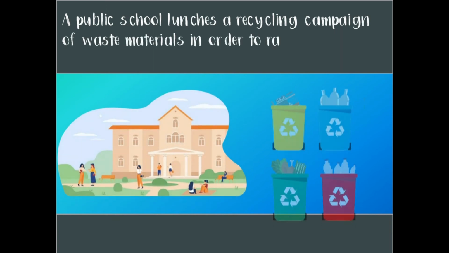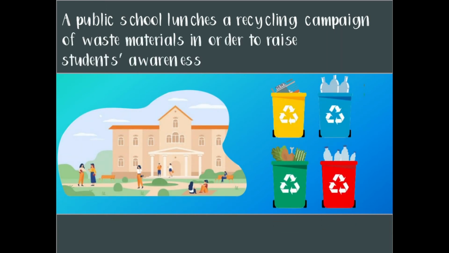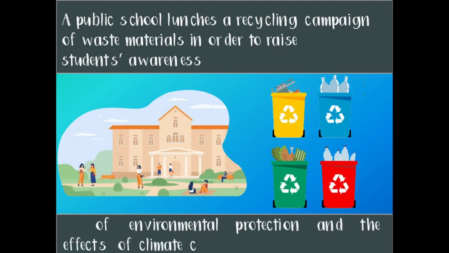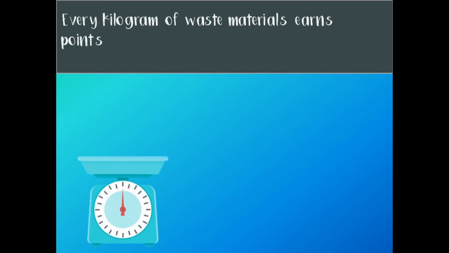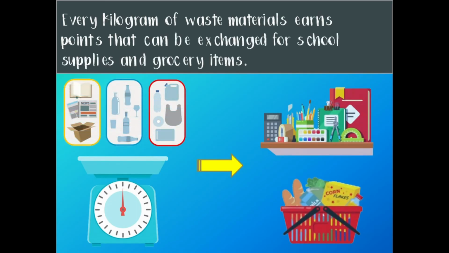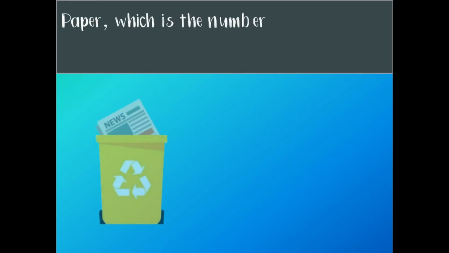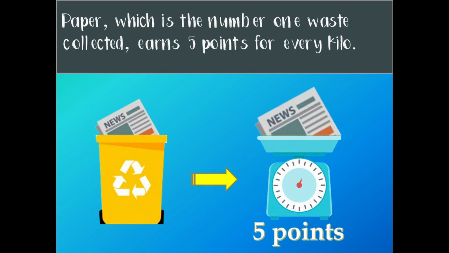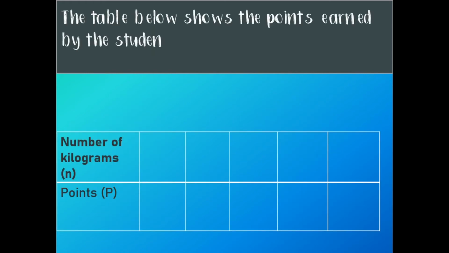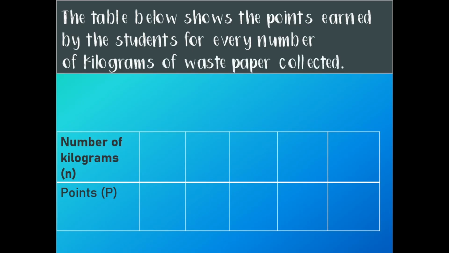Let's have the second example. A public school launches a recycling campaign of waste materials in order to raise students' awareness of environmental protection and the effects of climate change. Every kilogram of waste materials earns points that can be exchanged for school supplies and grocery items. Paper, which is the number 1 waste collected, earns 5 points for every kilo. The table below shows the points earned by the students for every number of kilograms of waste paper collected.